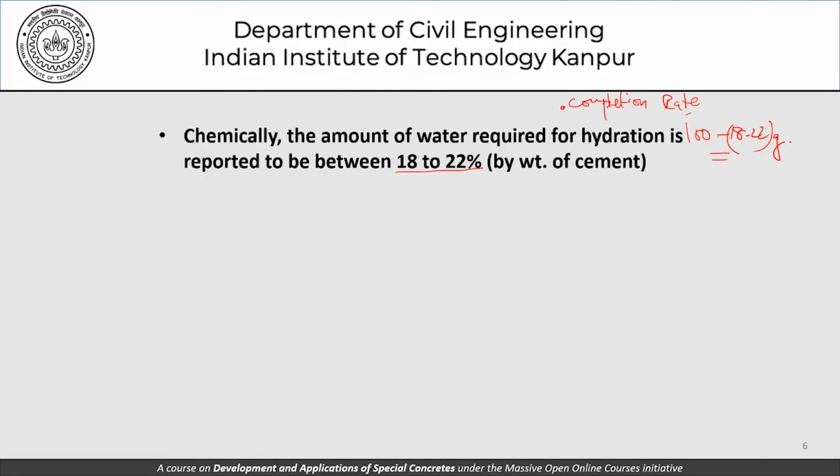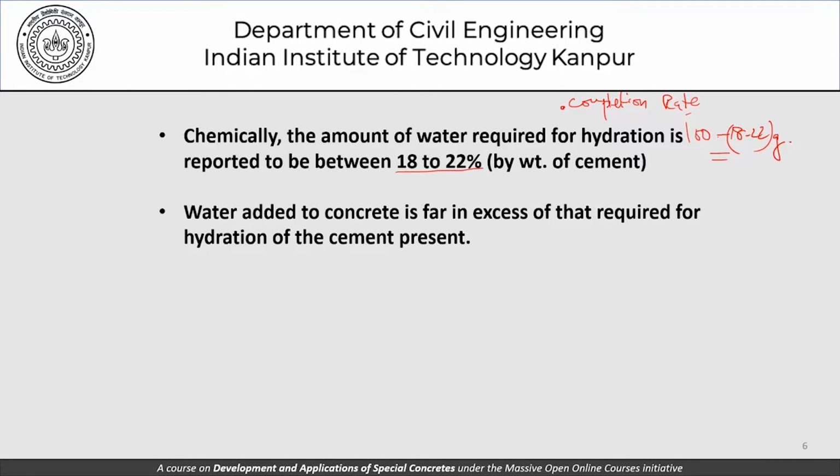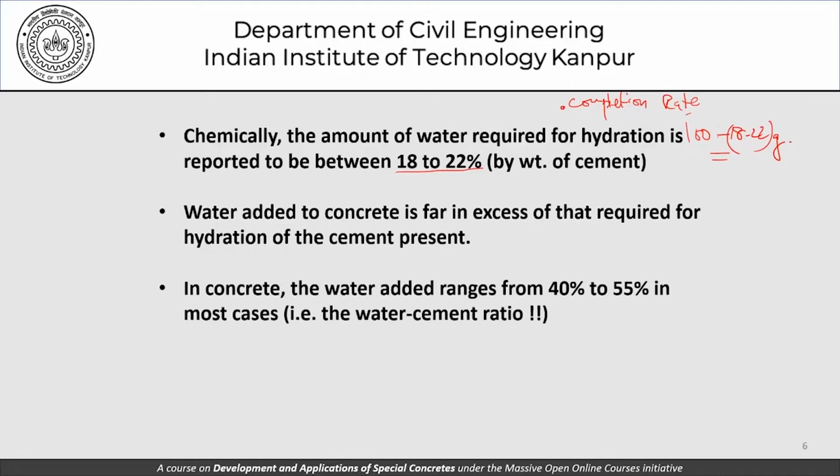Having said that, the water added to concrete is far in excess of that required for hydration. Those of you who are coming from the field or who have some experience with concrete know that the water added ranges from about 40 to 55% in most cases, and that is what we call the normal water cement ratio. Sometimes we use something below this, sometimes higher, but this would be something like the normal range. Even in this normal range we can see that these values are much higher than these values. Now what happens to this excess water that we add?